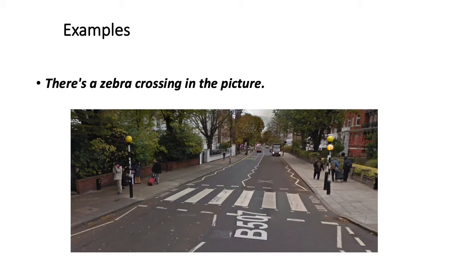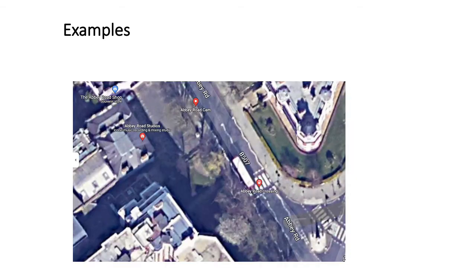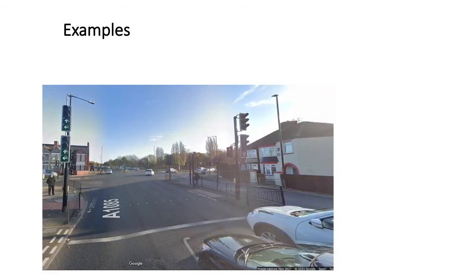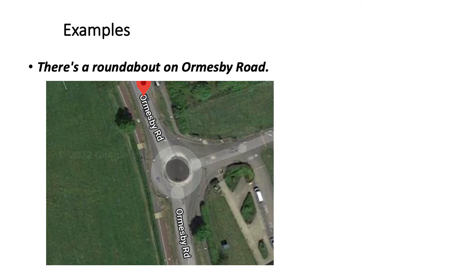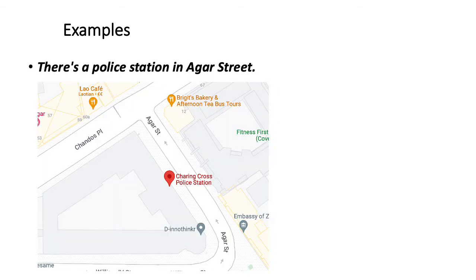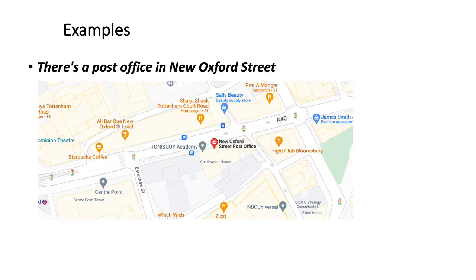Examples. There's a zebra crossing in the picture. There's a zebra crossing in Abbey Road. There are two cars at the traffic lights. There's a roundabout on Ormsby Road. There's a police station in Agar Street. There's a post office in New Oxford Street.